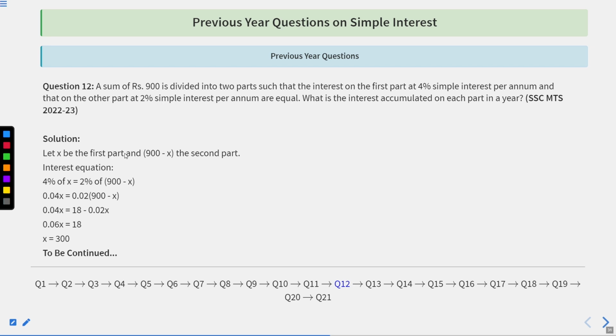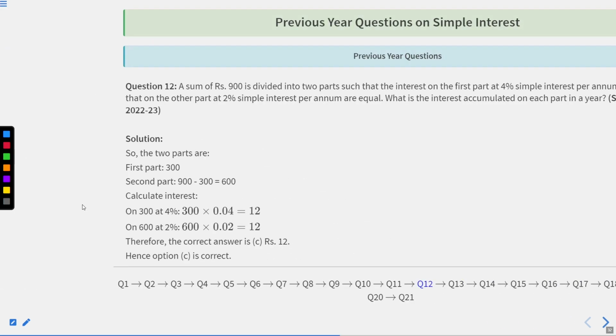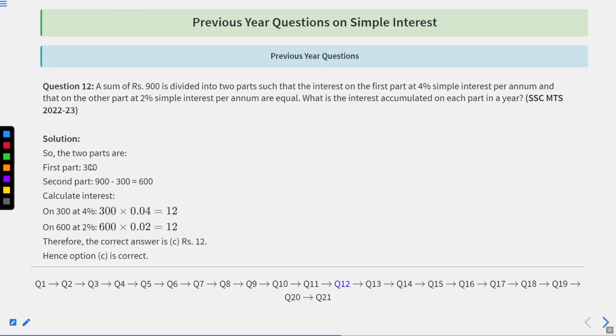Let x be the first part and 900 minus x the second part. So the interest equation is 4% of x equal to 2% of 900 minus x. So 0.04x is equal to 0.02 times 900 minus x. So 0.04x is equal to 18 minus 0.02x. So x is equal to 300. So the two parts are, first part is 300 and the second part is 900 minus 300, that is 600.